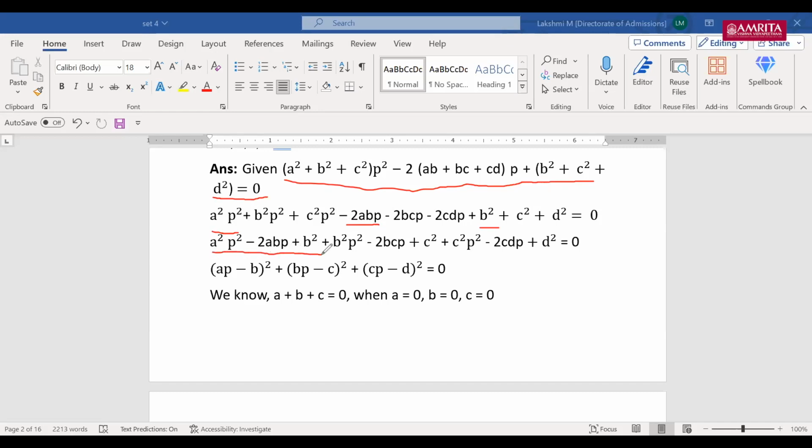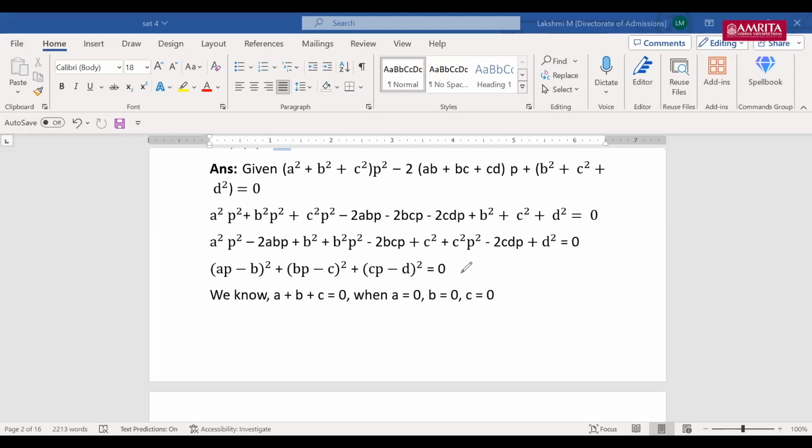It's a square minus 2ab plus b square. It's just the addition of these three equations. Similarly, it's b square p square minus 2bcp plus c square. Same way, it's c square p square minus 2cdp plus d square. So what is this actually? This is actually just three simple equations. It's ap minus b whole square, because it's a square p square minus 2apb plus b square, plus bp minus c the whole square, plus cp minus d the whole square equal to 0.